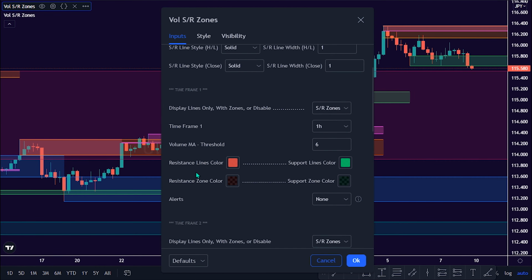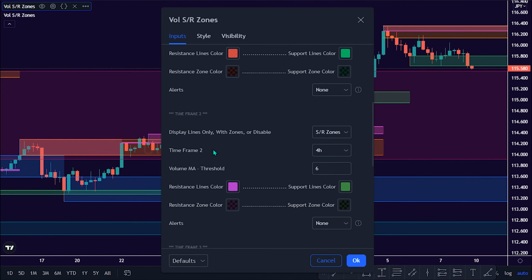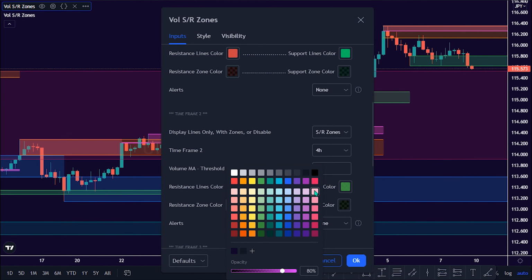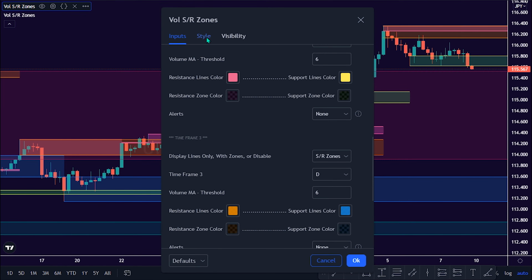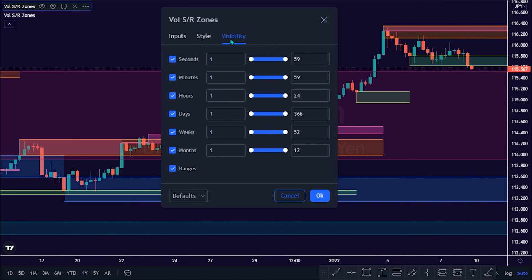Let's scroll down to time frame 2 settings. The time frame 2 settings is the most important settings for us because we wish to apply this trading strategy on the 4-hour time frame. The time frame 2 settings option is for the 4-hour time frame. The 4-hour resistance color can be modified to be pink. The 4-hour support color can be modified to be yellow. Ignore the style and visibility settings. That's all with this indicator settings.